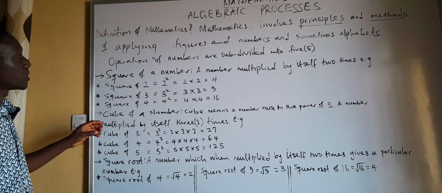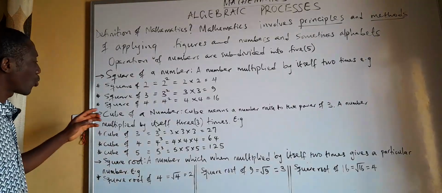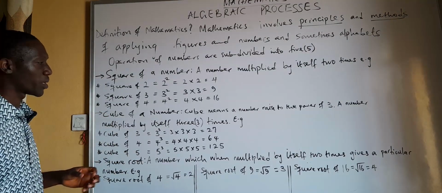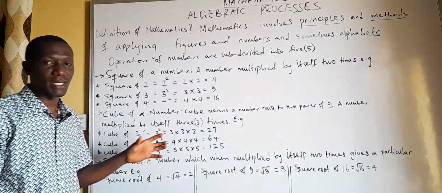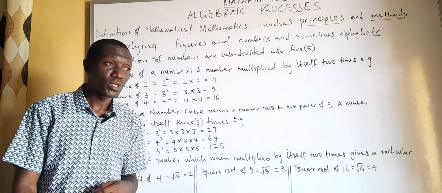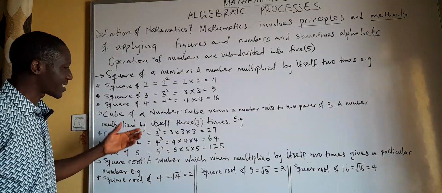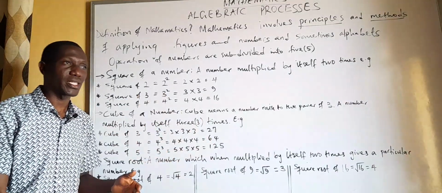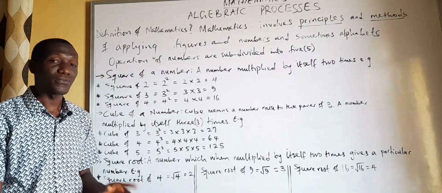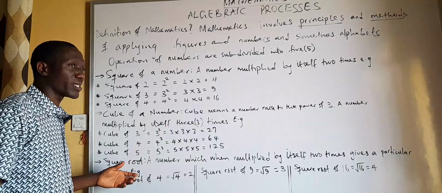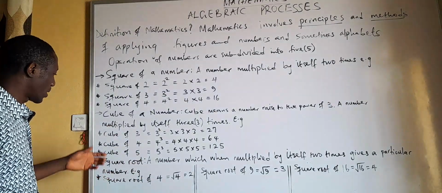Then the second one, because I said it is subdivided into 5, is cube of a number. When we say cube of a number, cube means a number raised to the power of 3. Any number in mathematics raised to the power of 3 is what we call cube of a number. And a number multiplied by itself 3 times, just as we said in the other one, the square of a number, that is a number multiplied by itself 2 times. But this cube of a number is a number multiplied by itself 3 times.